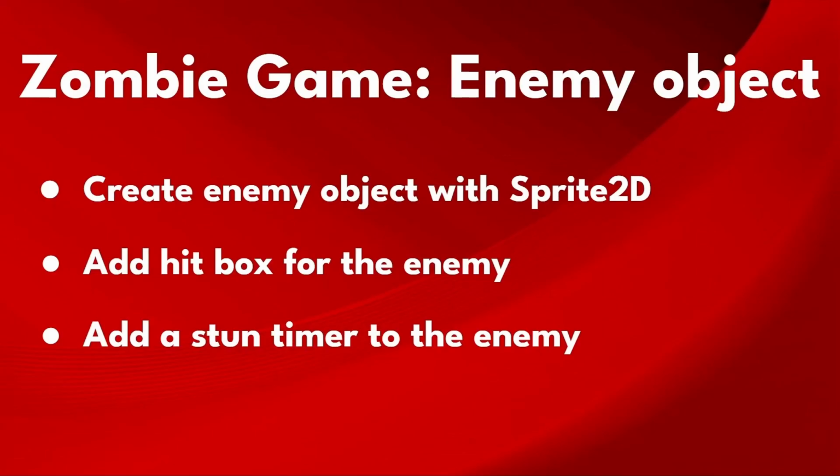All right, so in this section, we're going to create the enemy object. We're going to start off creating the enemy object with a sprite 2D. Then we're going to go ahead and add a hitbox for the enemy. And after that, we're going to add a stun timer to the enemy as well. Let's go ahead and jump right in.